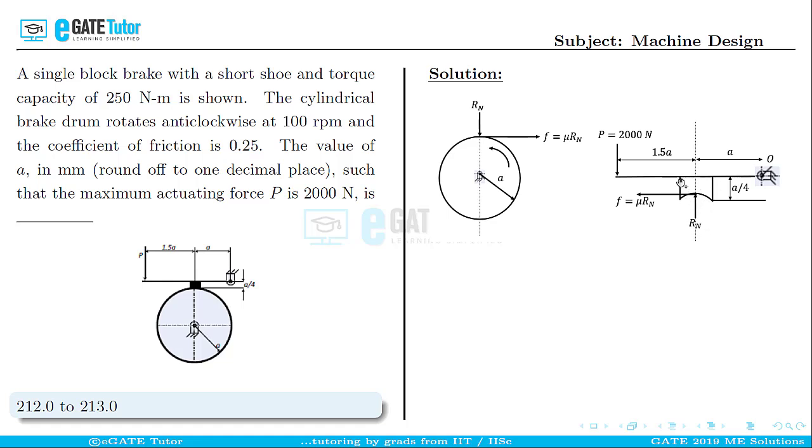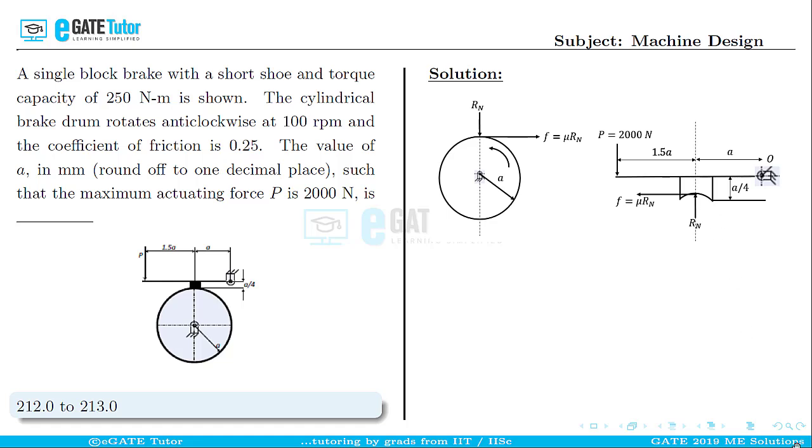From the shoe's point of view, since the drum is rotating in the anti-clockwise direction, the friction force on the shoe will be exactly towards the left, so that the friction force developed on the drum and the friction force developed on the shoe cancel each other. It is also given that the actuating force is 2000 newtons, which acts at the extreme left. Therefore, the actuating force P is equal to 2000 newtons, and all other distances are given in the question.